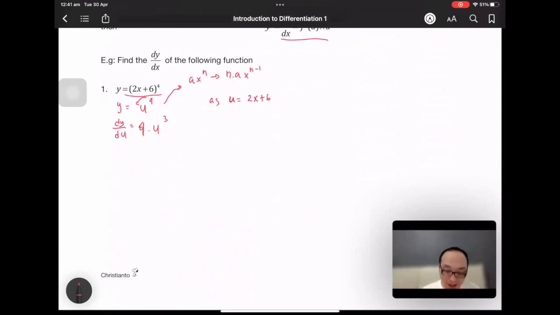But again, we need to find dy dx instead of dy du. So how do we find dy dx? We have dy over du, so dy dx can be found using dy du times du over dx. See, if we cancel this, it will be equal to dy over dx. So the left hand side and the right hand side will be the same. So this is called the chain rule.